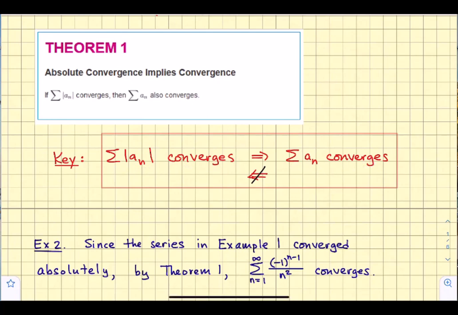Be very, very careful. The converse is not true. Just because the sum of the a sub n converges, when you take absolute values, maybe this converges and maybe it doesn't. The reason you're not sure is that when you take absolute values, the terms got bigger. And so maybe it gets so big that it destroys the convergence and leads to divergence.